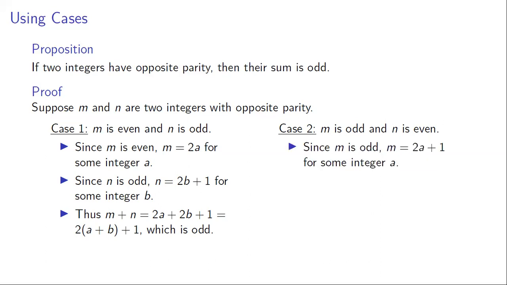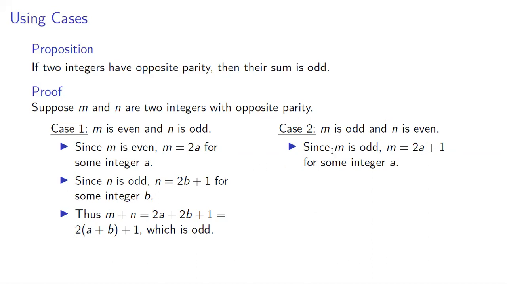Okay, so if m is odd, that means that m is equal to 2a plus 1 for some integer a. I just wanted to say, even though we seem to be reusing the same letter that we used before, it's not really doing that, because each case is like its own mini proof.